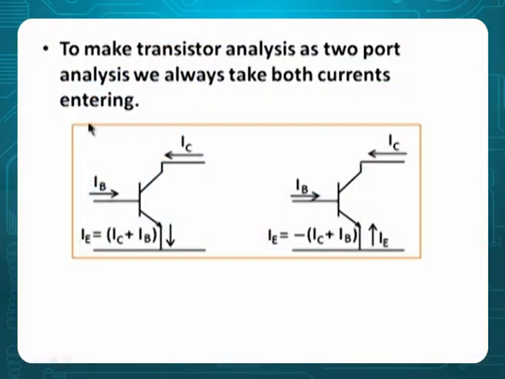To make transistor analysis as two-port analysis, we always take both currents entering. Normally in a transistor we should say collector current is leaving. But purposefully we took both currents entering to tell you one thing: transistor analysis is taken as two-port analysis. But only one thing, if IE is leaving, it is added, IC plus IB. If IE is entering, minus IC plus IB. So these are the currents that we have. Okay.